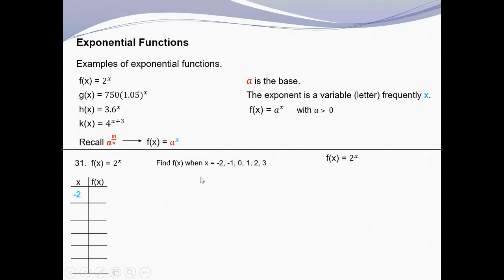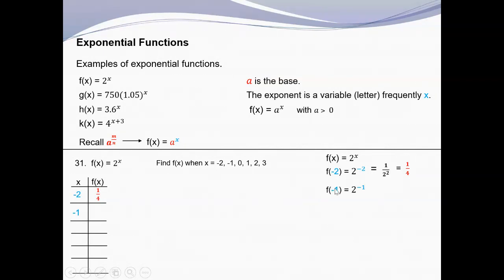We're going to put all the values for x. So when x is negative 2, what's y? I'm going to plug in negative 2 where the x is. So 2 to the negative 2. Then we apply the rules. It will be 1 over 2 squared. The answer will be 1/4. So when x is negative 2, y is equal to 1/4.